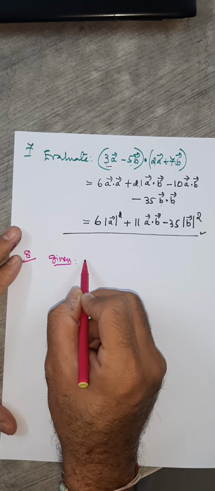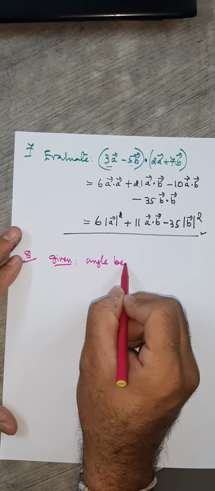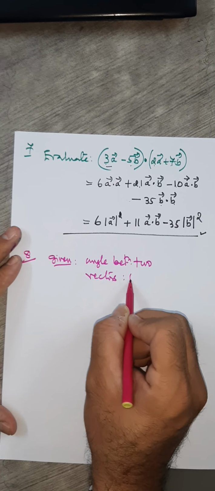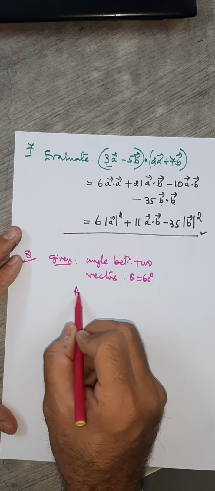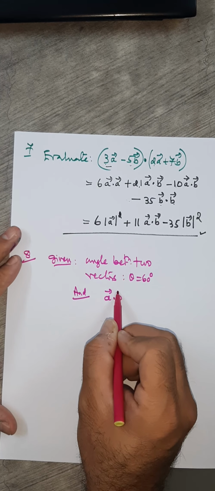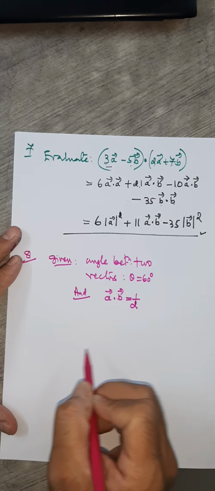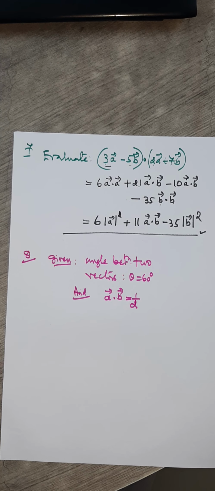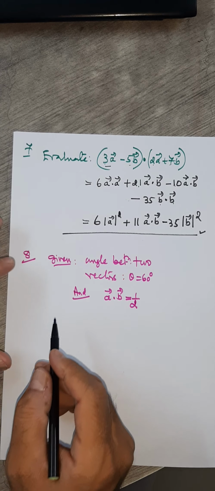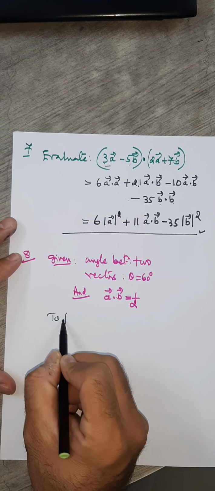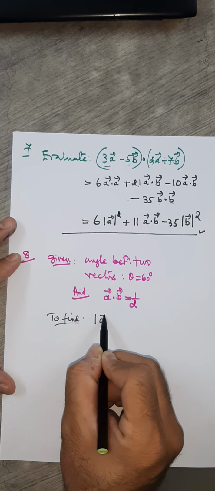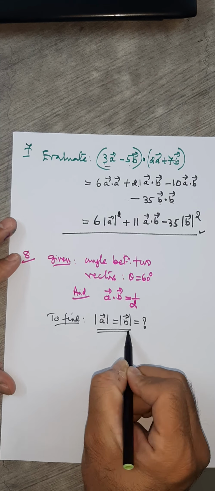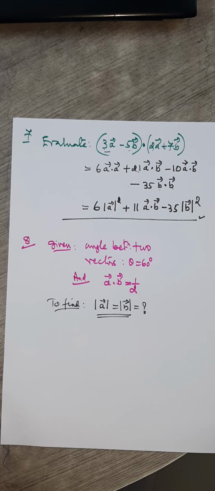What's given? The angle between two vectors, let me call it theta, is 60 degrees. Scalar product means dot product, so vector A dot vector B equals half. What are you asked to find? Please read the question. You are asked to find their magnitude, having the same magnitude. So we want to find magnitude of A equals magnitude of B. Both need to be found and both will be equal. That's given in the question itself.